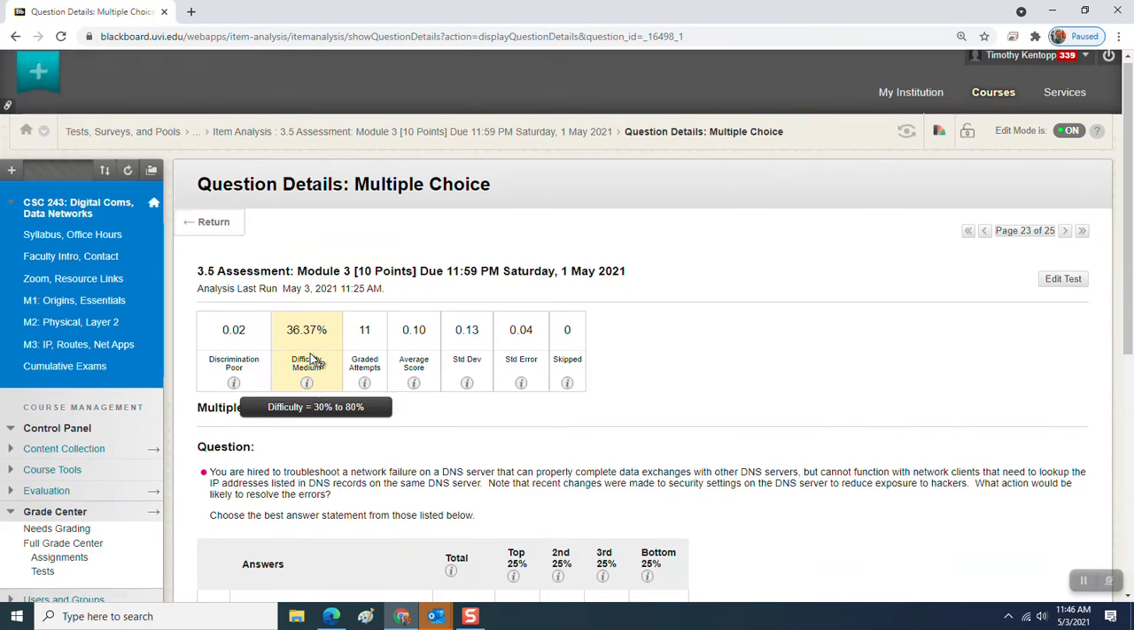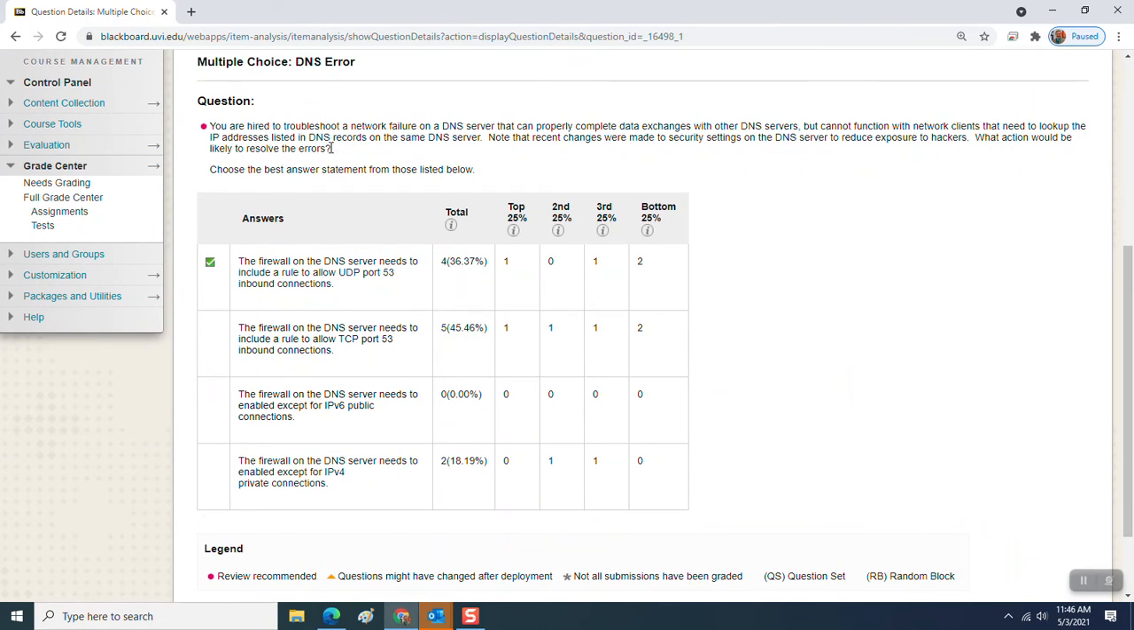DNS error. You are hired to troubleshoot a network failure on a DNS server that can properly complete data exchanges with other DNS servers. So that's your clue. In the context of this, we're talking about the DNS server that's working with other DNS servers, but cannot function with network clients that need to look up the IP addresses listed in the DNS records.